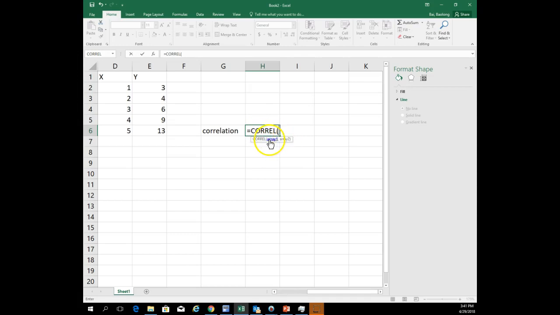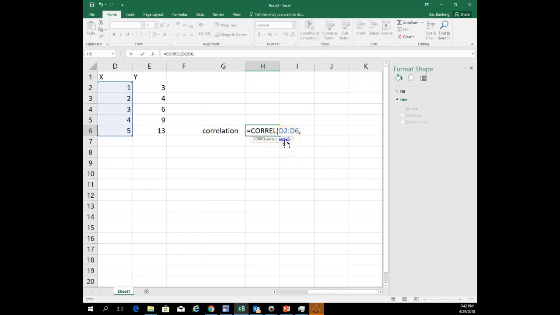Here you have two arguments in the function, array1 and array2. Basically, that's your variable x and your variable y. So all you need is to choose the data set. We're going to choose array1, which will be x. Click on the first value, hold your shift key, and click on the last value. That will highlight the whole range of data for you: D2 to D6. That's your first argument. The function tells you to have a comma in between, so we put a comma.